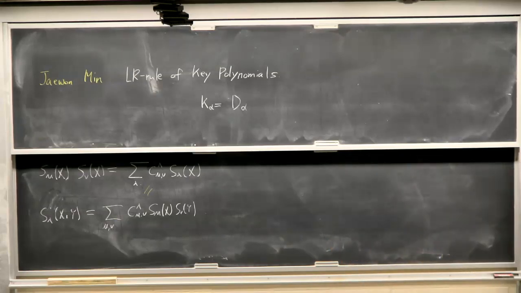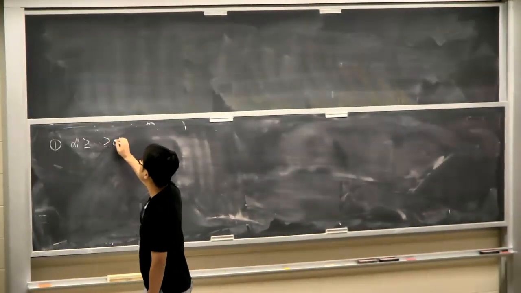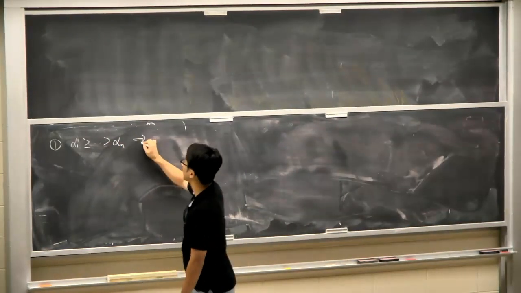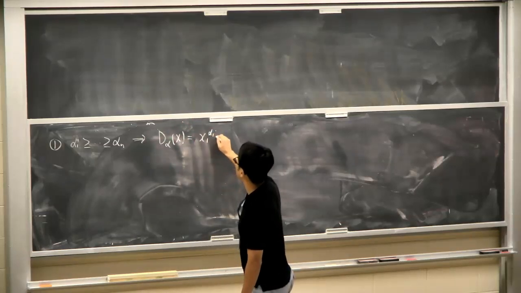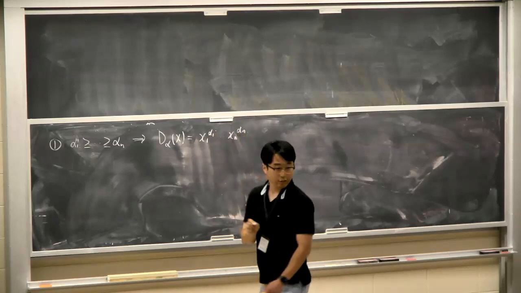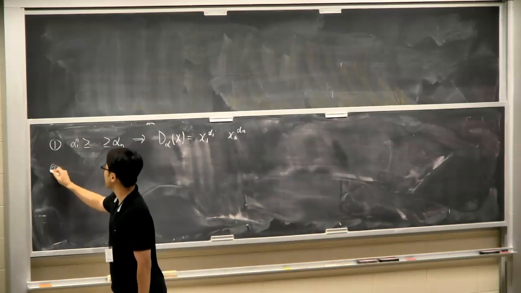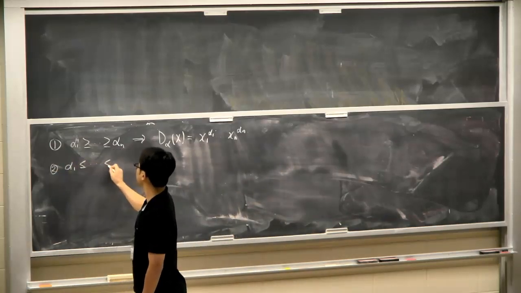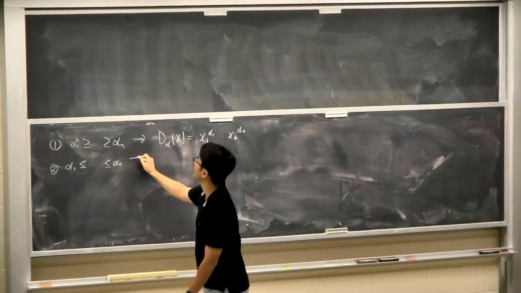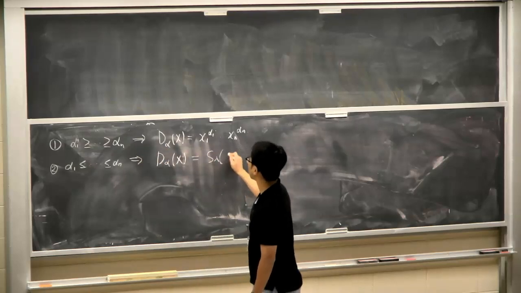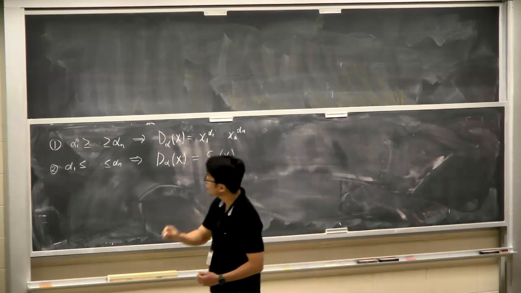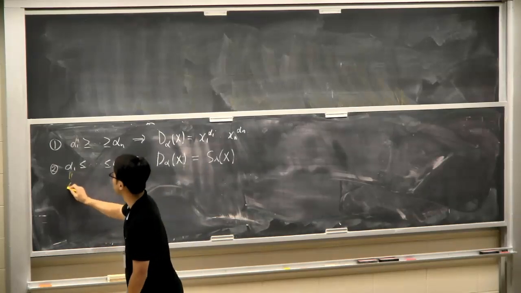So Joseph defined the key polynomial, but let me recall some facts. Fact number one is whenever the composition is weakly decreasing, the key polynomial is a single monomial. On the other hand, if the composition is weakly increasing, the opposite case, then the key polynomial is the same as the Schur polynomial, where I take my partition by reversing the order of the composition.